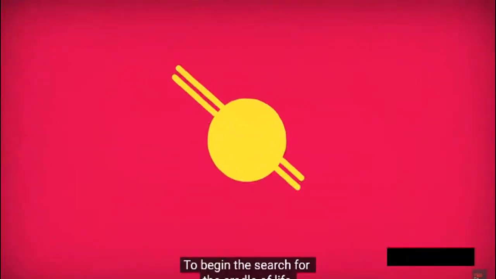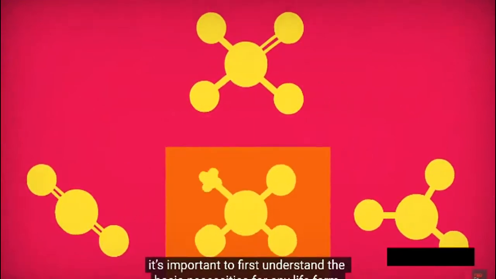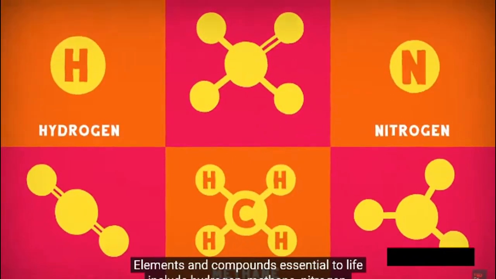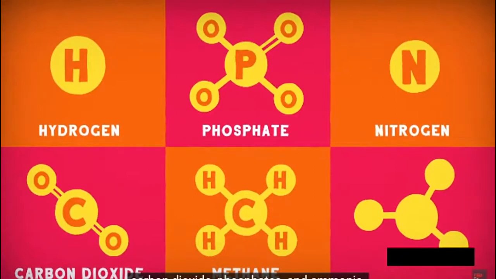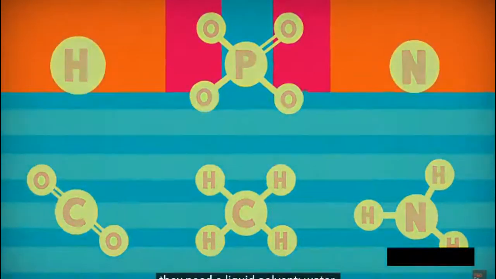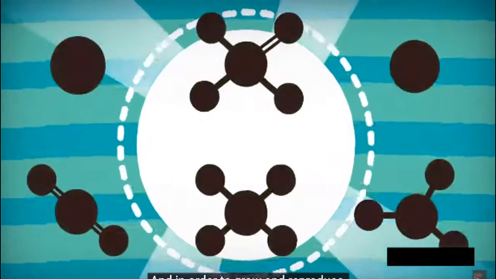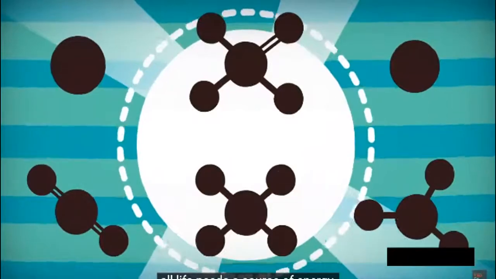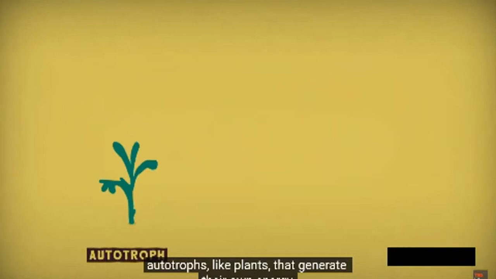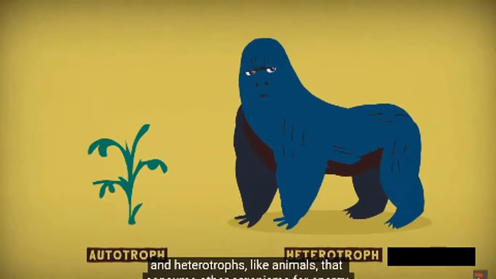To begin the search for the cradle of life, it's important to first understand the basic necessities for any life form. Elements and compounds essential to life include hydrogen, methane, nitrogen, carbon dioxide, phosphates, and ammonia. In order for these ingredients to commingle and react with each other, they need a liquid solvent, water. And in order to grow and reproduce, all life needs a source of energy. Life forms are divided into two camps: autotrophs, like plants, that generate their own energy, and heterotrophs, like animals, that consume other organisms for energy.